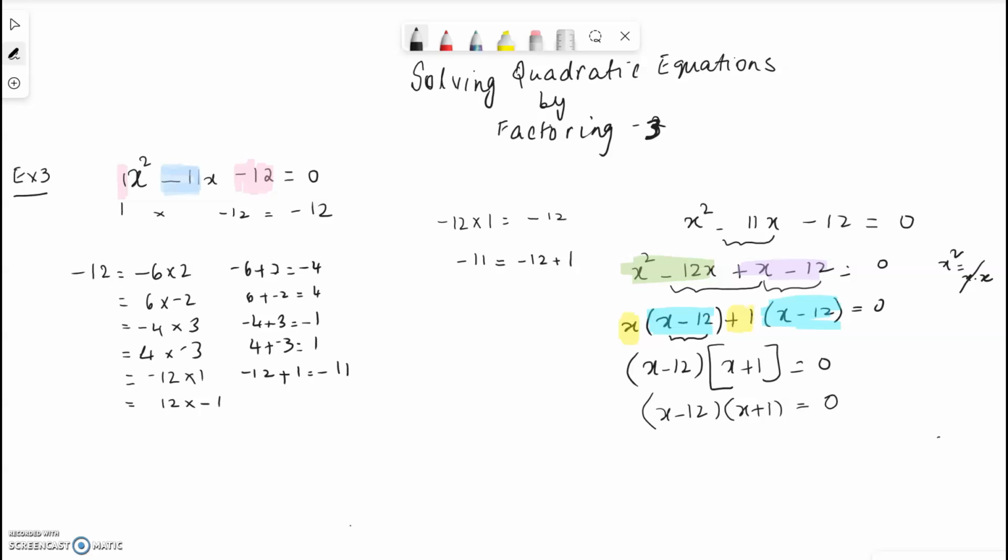We use the zero product rule, which basically says that if the product of two numbers is 0, at least one of the two numbers is equal to 0. So this is our first number, set it equal to 0. Our second number, set it equal to 0. And we get x equals 12 or x equals negative 1. And we've solved the quadratic equation by factoring.